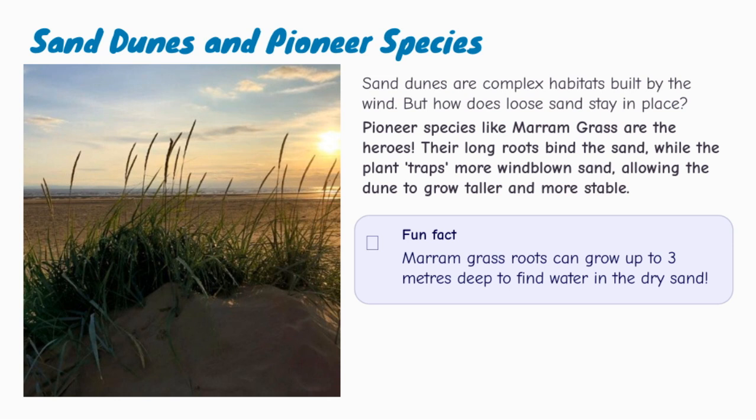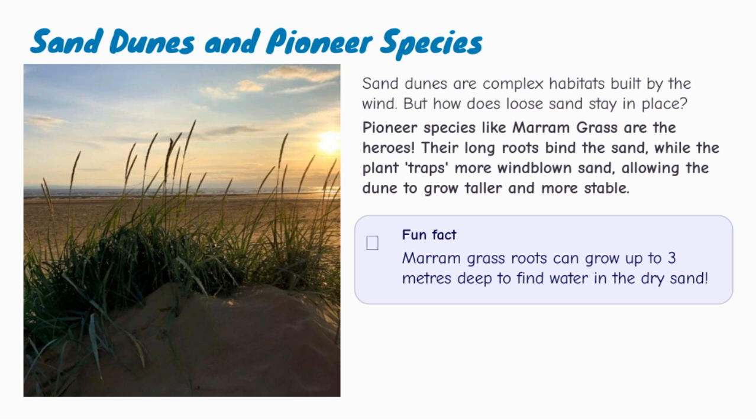On sand dunes, a key pioneer species is marram grass. Marram grass is well adapted to dry, sandy conditions. Its long roots help bind the sand together, and its leaves and stems trap more wind-blown sand. As sand builds up around the grass, the dune grows taller. The slide notes that marram grass roots can grow up to 3 meters deep to find water in dry sand.